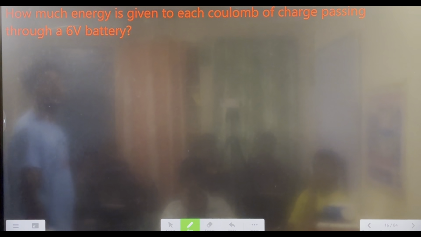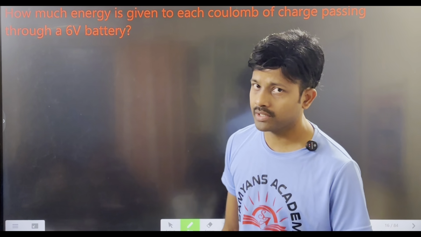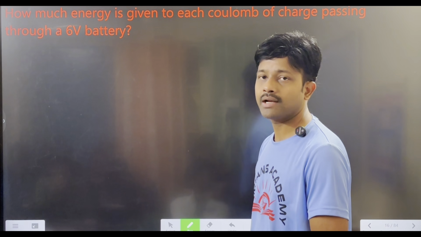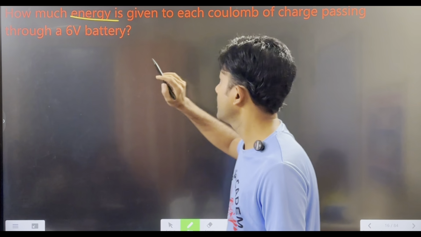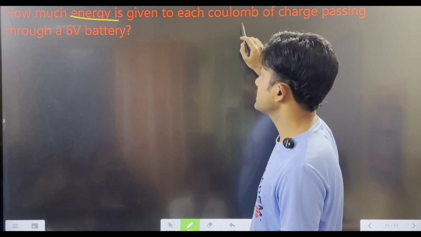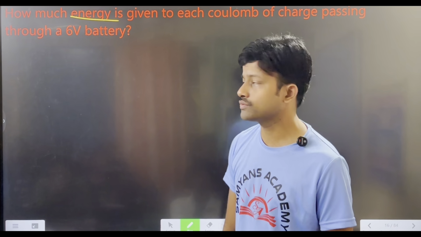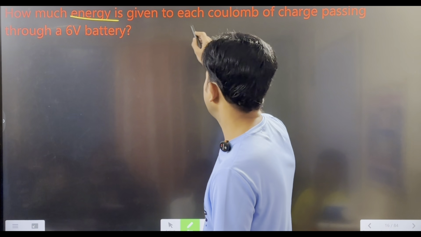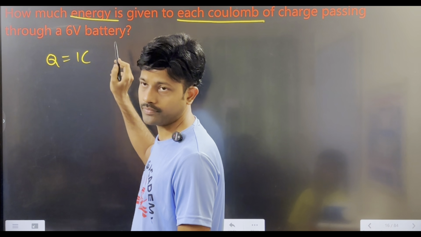Next question: how much energy is given to each coulomb of charge passing through a 6-volt battery? Here energy means work done. Work is nothing but energy. Work and energy are similar terms. How much energy means we need to find the work only. Don't get confused here. Now, each coulomb, so the charge value is how much here? Q equal to 1 C.